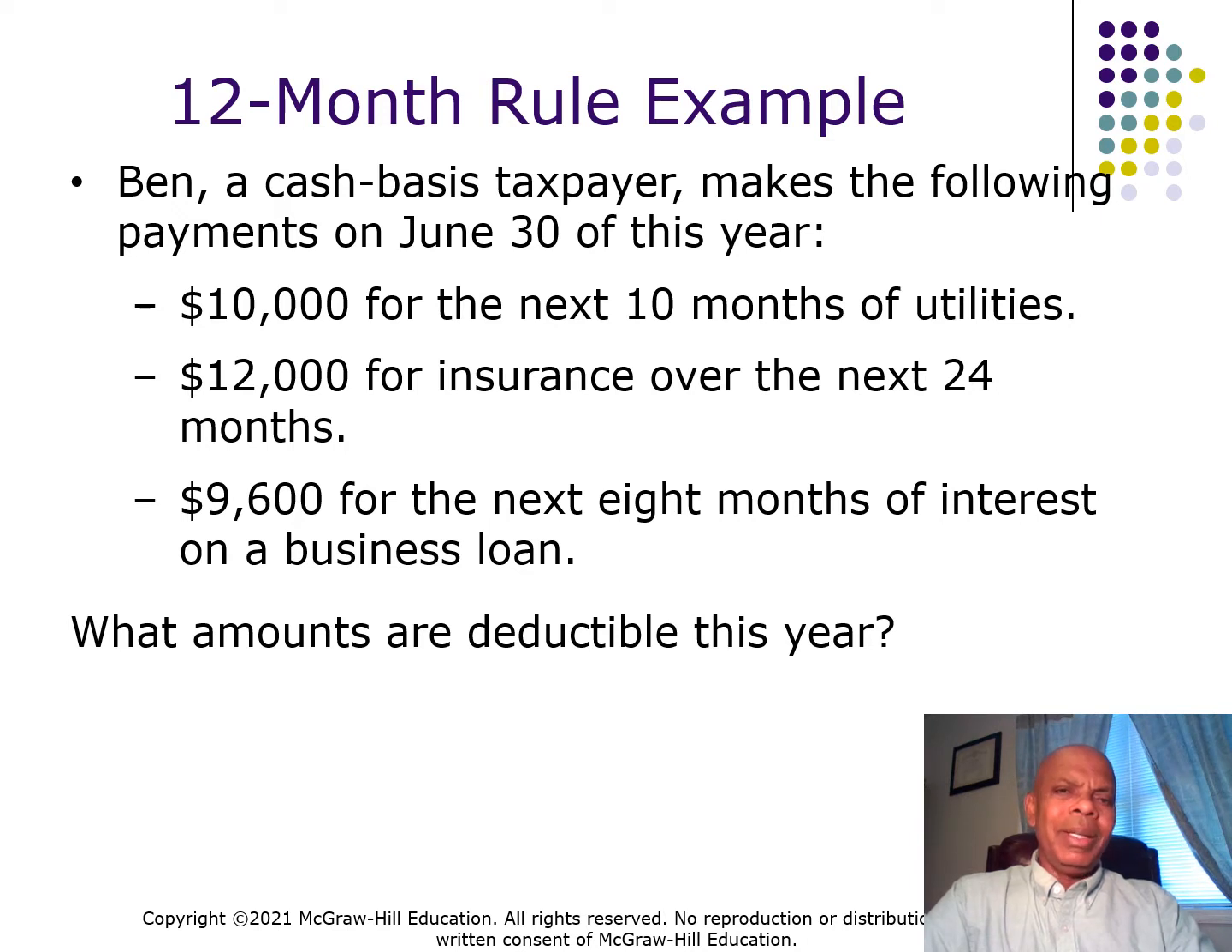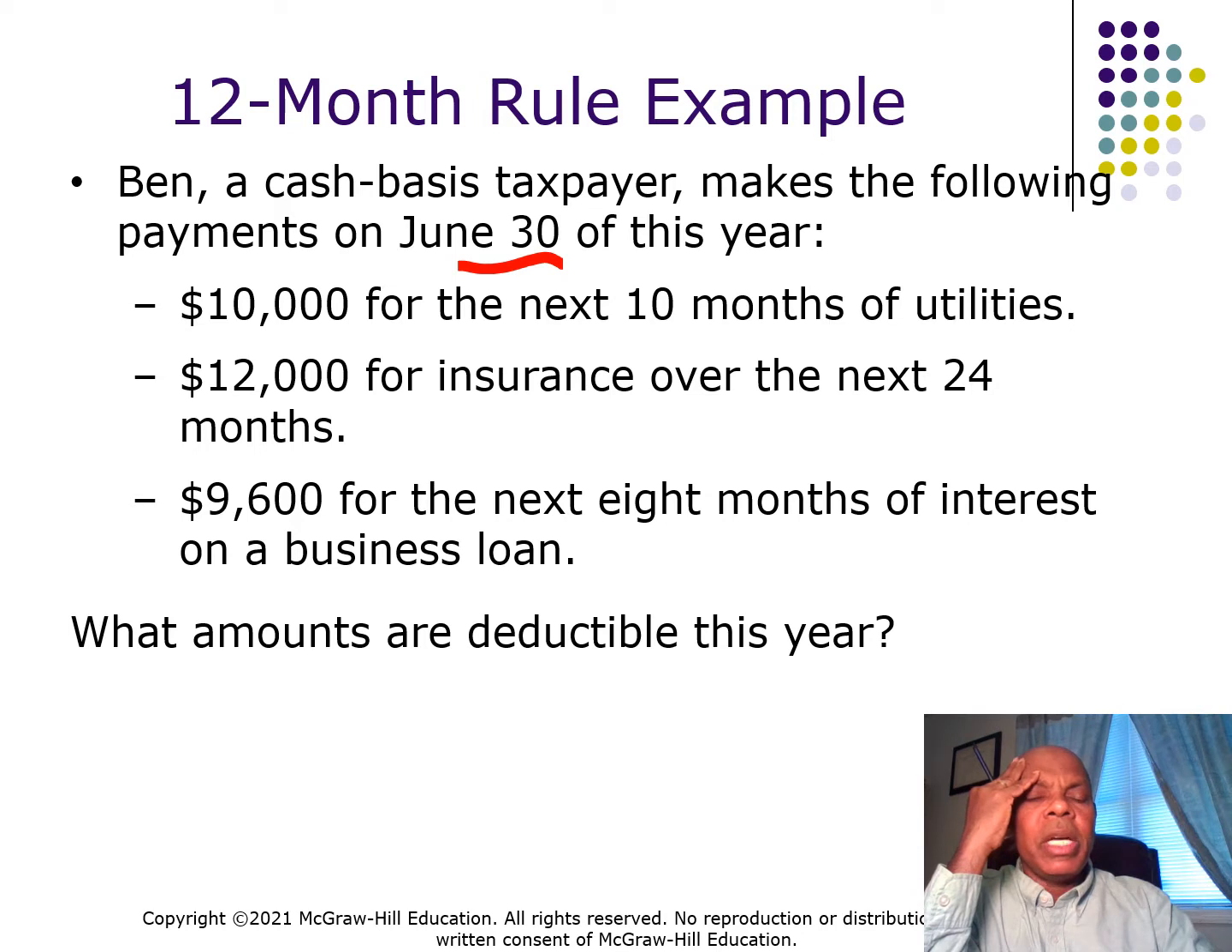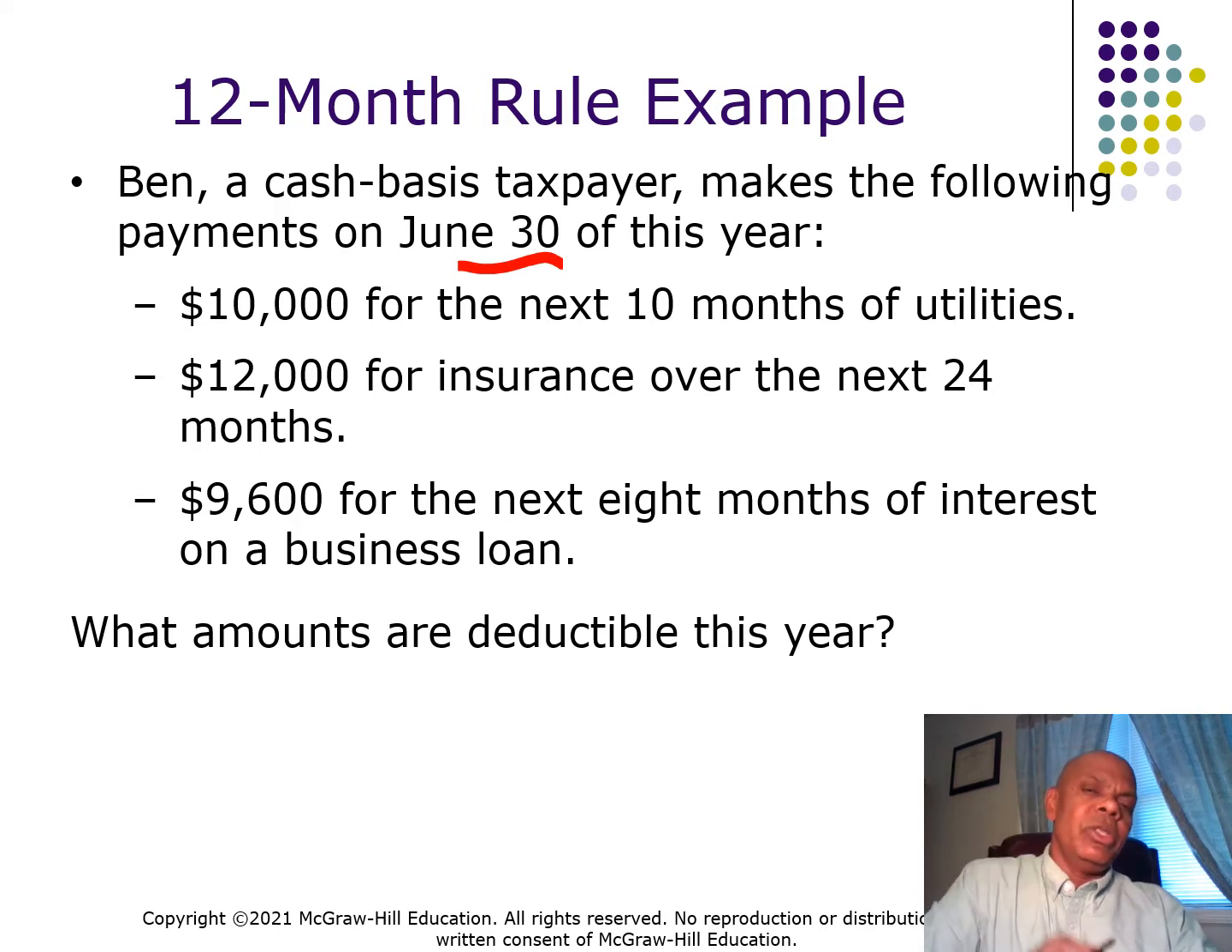Okay, look at an example here. 12-month rule. Ben, a cash-based taxpayer, makes the following payments on June 30th of this year. $10,000 for the next 10 months of utilities. So this year 6 months and the following year another 4 months, right? $12,000 for insurance over the next 24 months. Then you've got $9,000 for the next 8 months of interest on a business loan. What amounts are deductible? That's a good question. Let's see how you compute what amount is allowed to deduct.